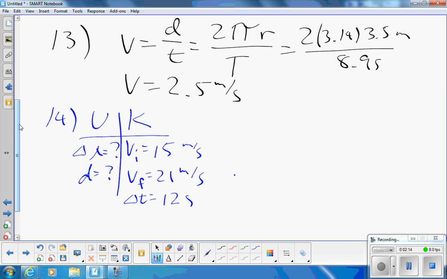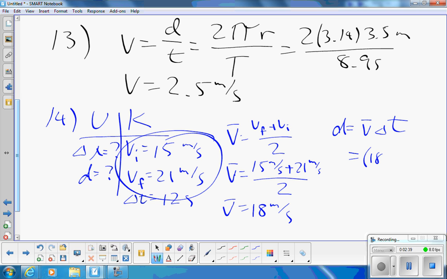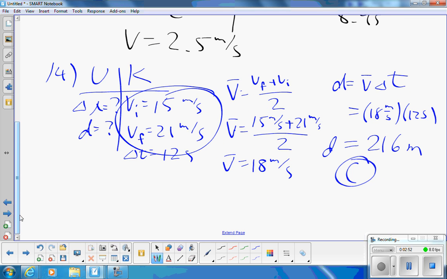Okay, I'm going to use average velocity times time, but I don't know average velocity, so I have to average out those bad boys. Average velocity, Vf plus Vi, over 2: add them up, divide by 2. 15 meters per second plus 21 meters per second, all divided by 2 gives me an average velocity of 18 meters per second. That goes into this equation, 18 meters per second times 12 seconds. Do the math, and you get an answer of 216 meters, which is choice C, as in see that clearly.